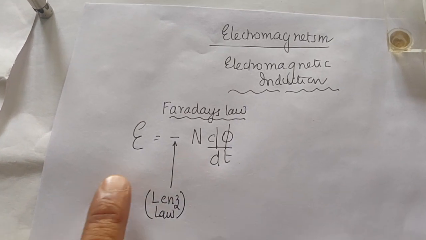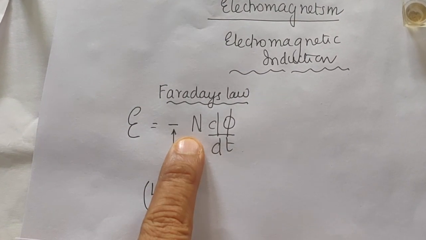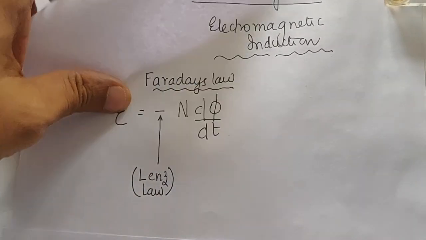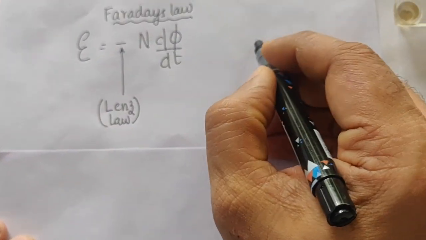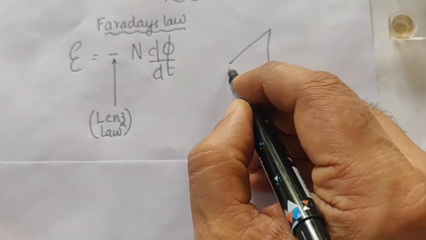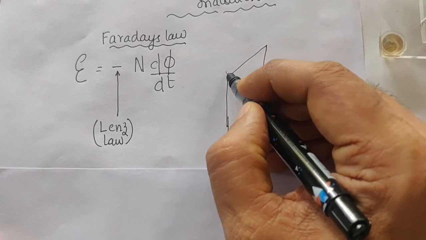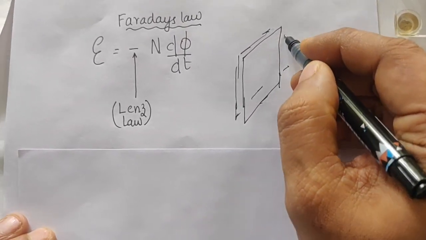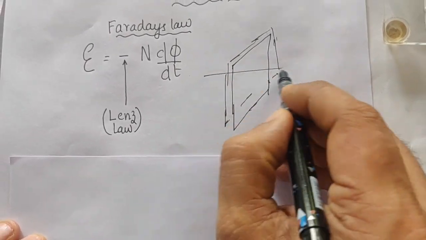The EMF produced is given by minus N d phi by dt, and this quantity d phi is dependent on two factors. It is dependent upon the area. Let's assume that this is your coil. This is the area through which the winding is there. All your windings are there, and this is the area exposed. And then your magnetic field lines are like that, right?